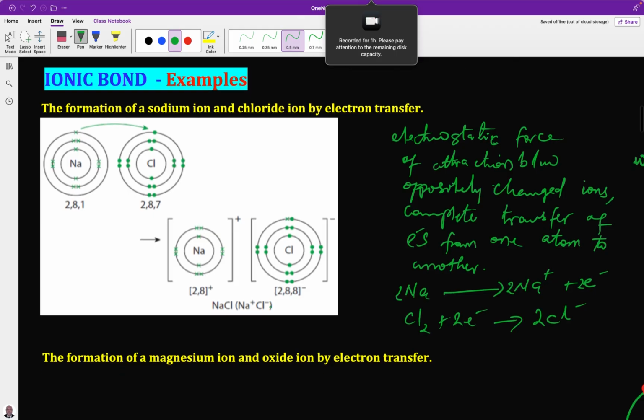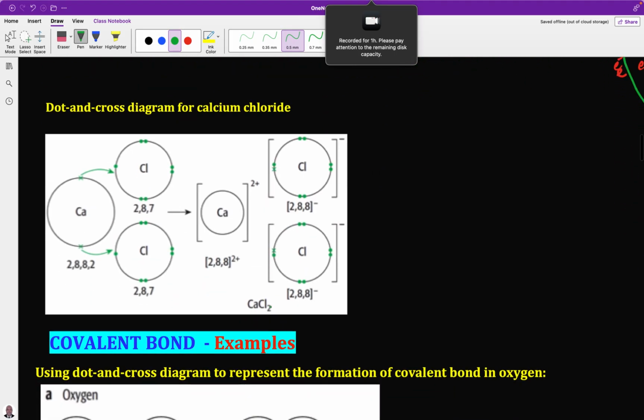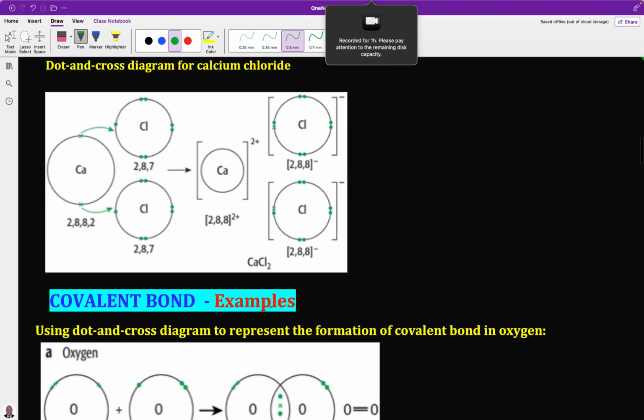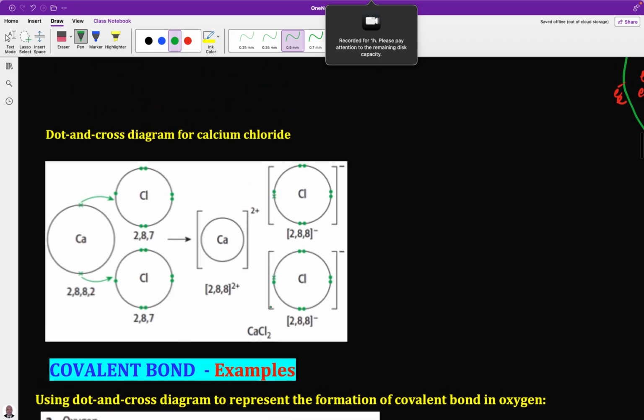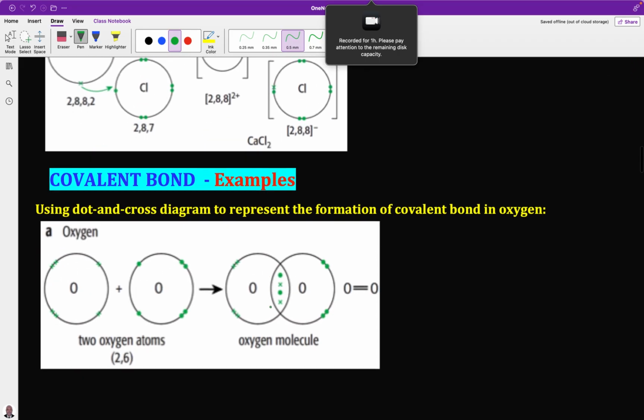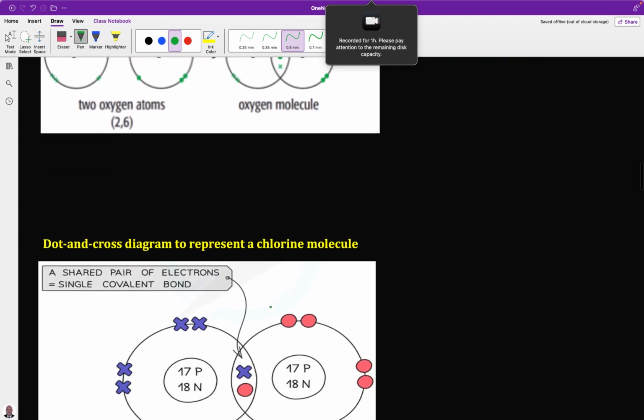It leads us to covalent bond. What is a covalent bond? A covalent bond is a bond.